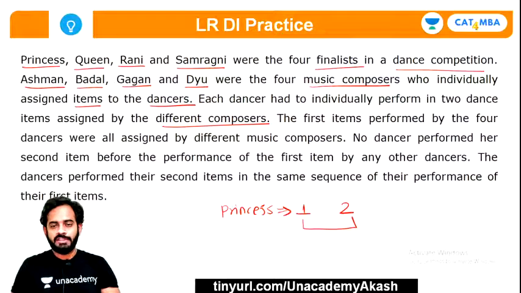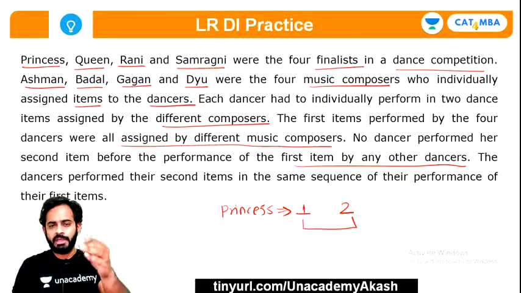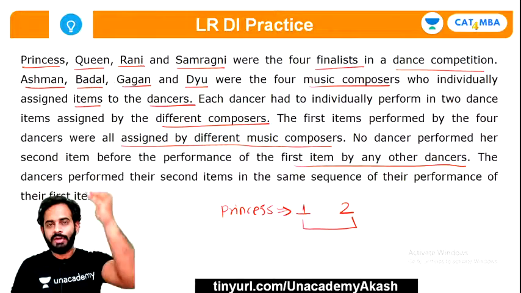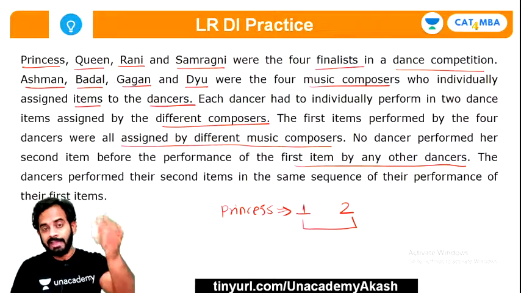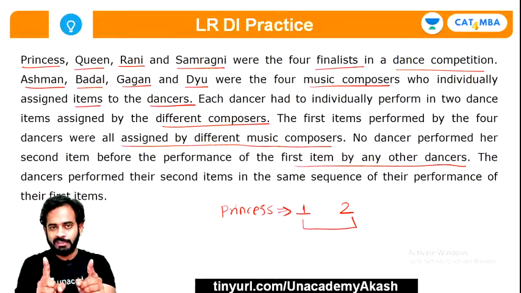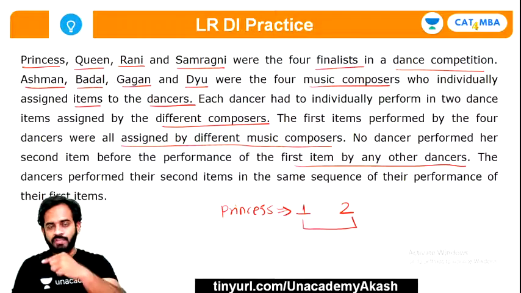Okay. Next, the first items performed by the 4 dancers were all assigned by different music composers. Yes, obviously different music composers. No dancer performed her second item before the performance of the first item by any other dancer. I hope you are able to understand, Pankaj, Anjana. This line clearly means that for all 4 dancers, their first performance will be completed first, and after that only their second performance will start. We don't know the order, but we know this one thing: the first performance of all the dancers will be completed and then the second performance will start. So this is the information.